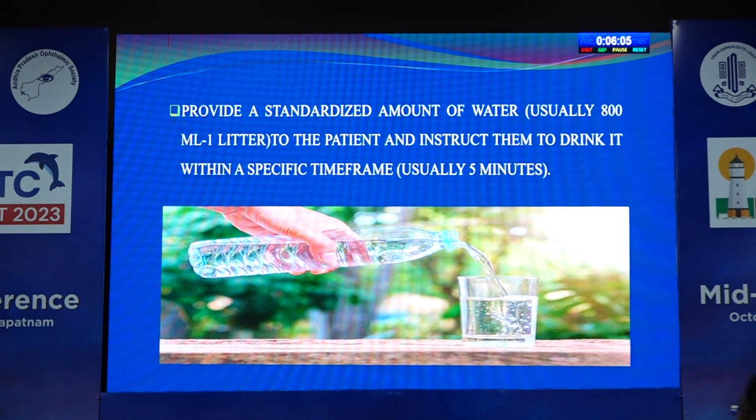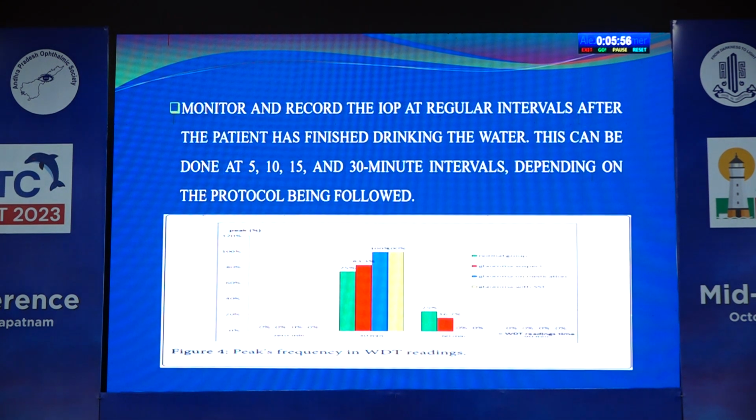We provide a standardized amount of water, usually 800 ml to 1 liter, to the patient and instruct them to drink it within a specific time frame, usually 5 minutes. Monitor and record the IOP at regular intervals after the patient has finished drinking the water. This can be done at 5, 10, 15, and 30-minute intervals depending on the protocol being followed.